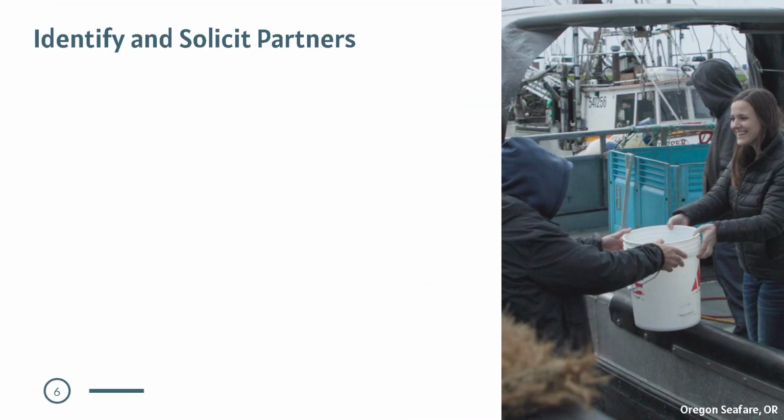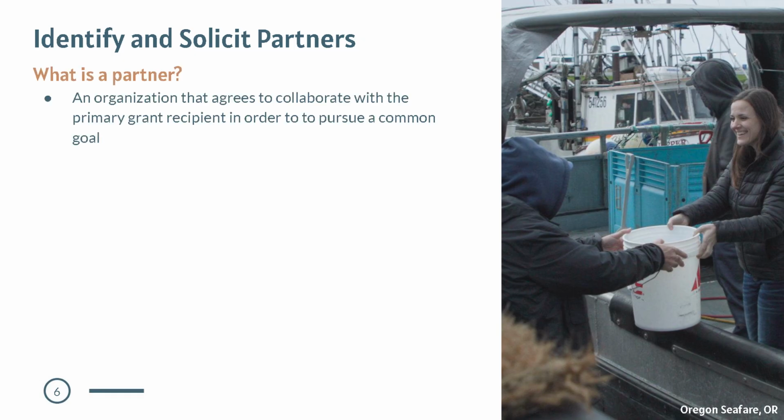Now it's time to start thinking about your partners. So what is a partner? A partner is a person or an organization that agrees to collaborate with you on the project in order to pursue a common goal. The vast majority of grant applications require you to have partners written into the grant.